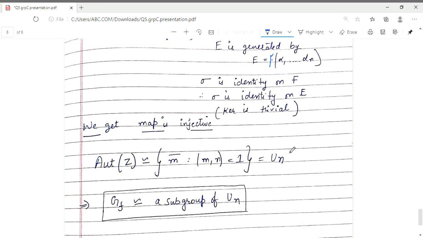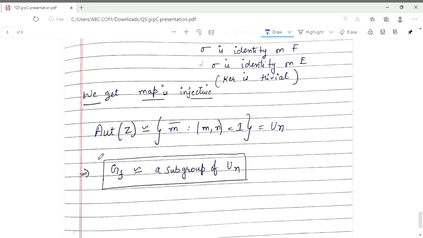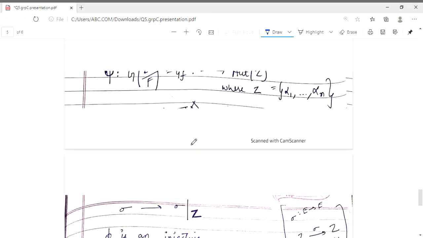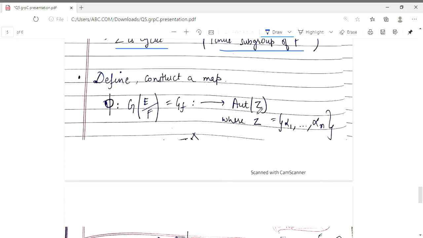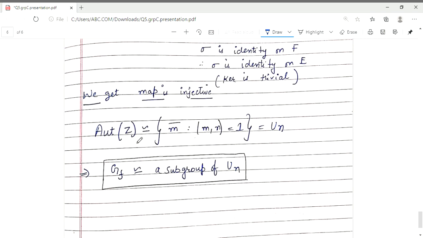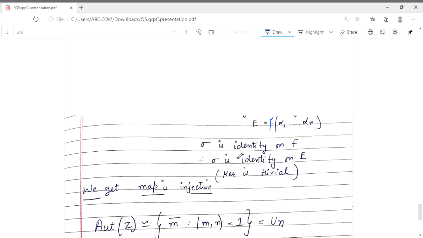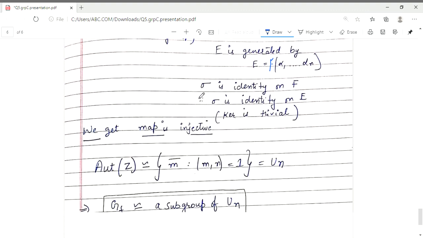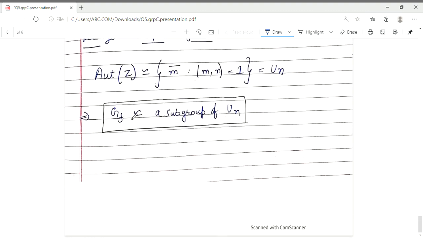Now Z is a cyclic group, so the automorphism group of Z is isomorphic to the group of units of Z/nZ, which is Un. So we can say that here, when we saw the map from GF to automorphism of Z, since automorphism of Z is isomorphic to Un and the map is one-one, this would imply that GF is isomorphic to a subgroup of Un, which is what we had to prove in the question.